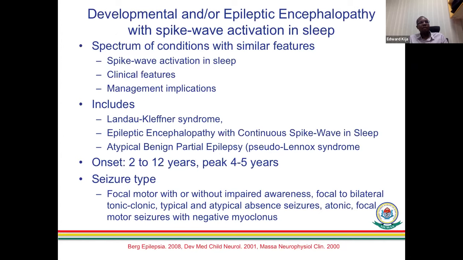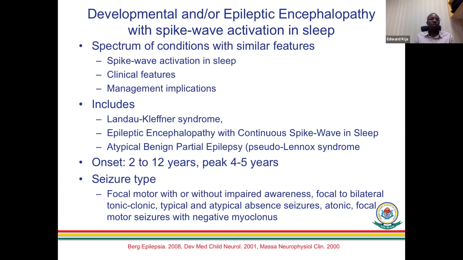The other one is the developmental and or epileptic encephalopathy with spike wave activation in sleep, which was formerly called the epileptic encephalopathy with continuous spike wave in slow wave sleep. This is a condition which encompasses a spectrum of conditions with similar features, mostly the spike wave activation which occurs in sleep, and management implications for all these conditions. So it includes the Landau-Kleffner syndrome. It also includes the epileptic encephalopathy with continuous spike wave in sleep, as well as the atypical benign partial epilepsy, which is also called the pseudo-Lennox syndrome.